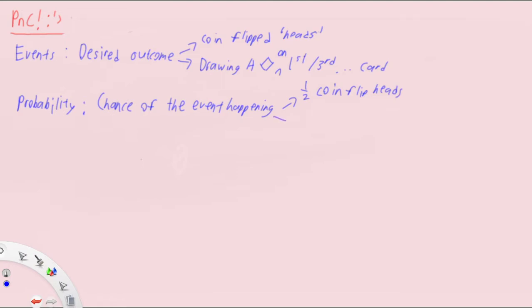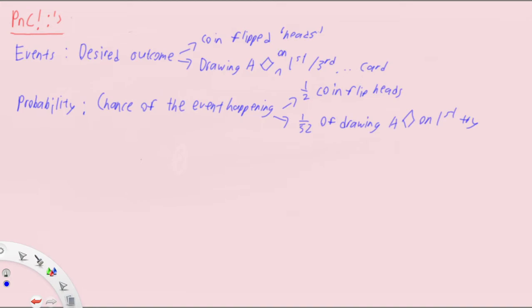And let's say drawing the ace of diamonds on the first card. Let's not try the second. Let's not talk about the third card. It would be 1 over 52 chance of drawing the ace of diamonds on the first try. So that is what we are looking at. All right, when we talk about probability, we are really looking at the chance of us fulfilling the event.